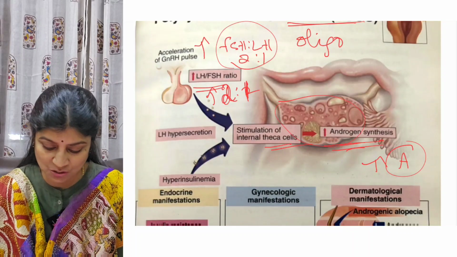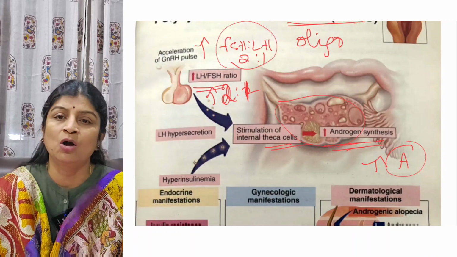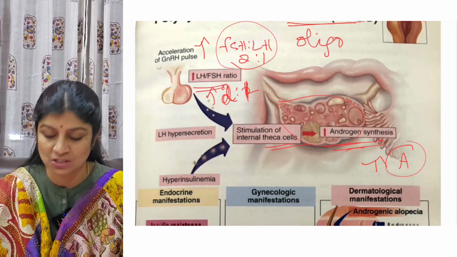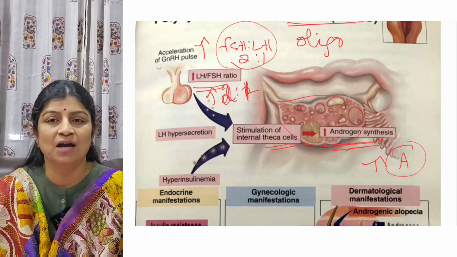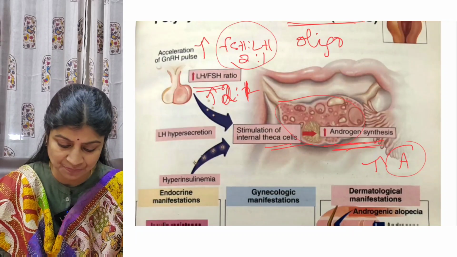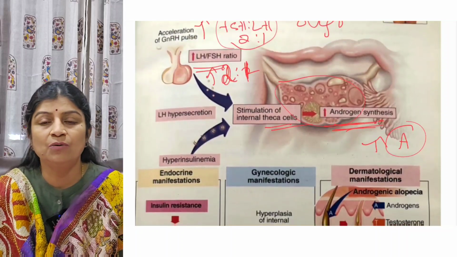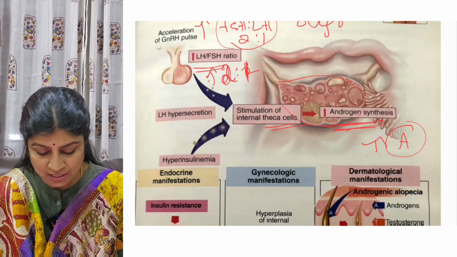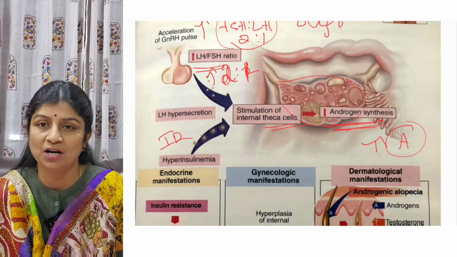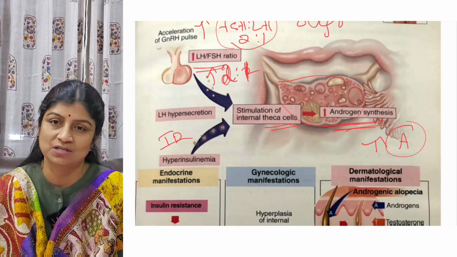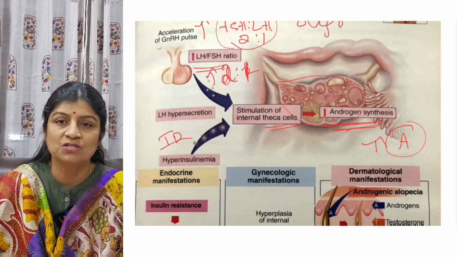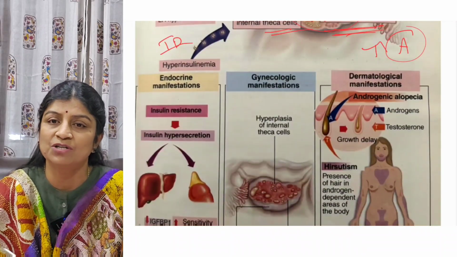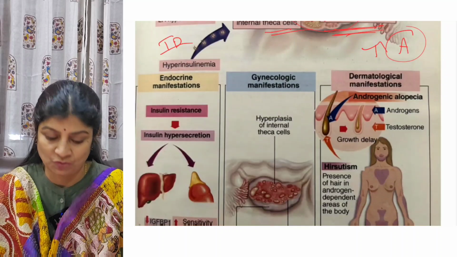Either it could be a dermatological, gynecological, or endocrinological manifestation. The overall manifestations of PCOS are due to hyperandrogenemia, or increased androgen synthesis. It is not only due to the LH hypersecretion which stimulates the theca cells; there is also insulin resistance which can lead to hyperinsulinemia, and even this increases the androgen synthesis. So once we understand the pathogenesis, now we will understand the various manifestations or clinical features of PCOS.